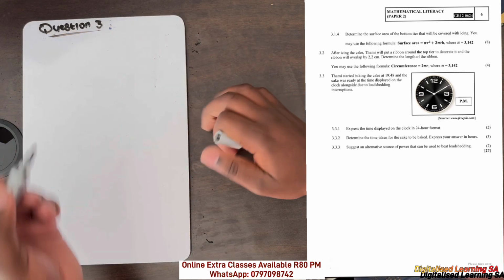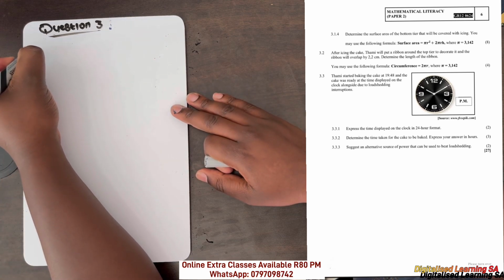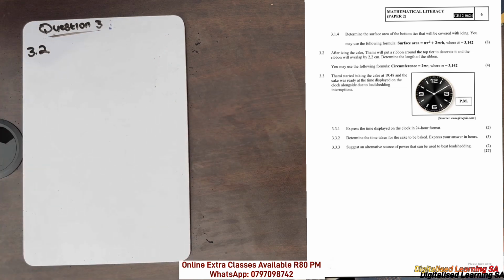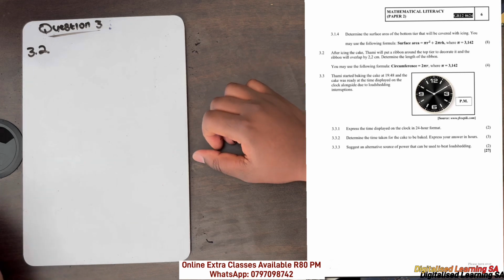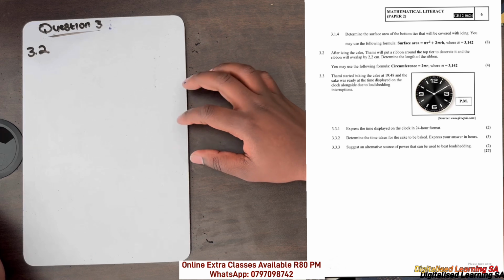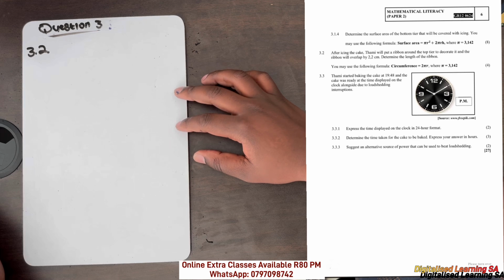Now let's move to question 3.2. We are told that after icing the cake, Tammy will put a ribbon around the top tier to decorate it, and the ribbon will overlap by 2.2 centimeters. We need to determine the length of the ribbon.